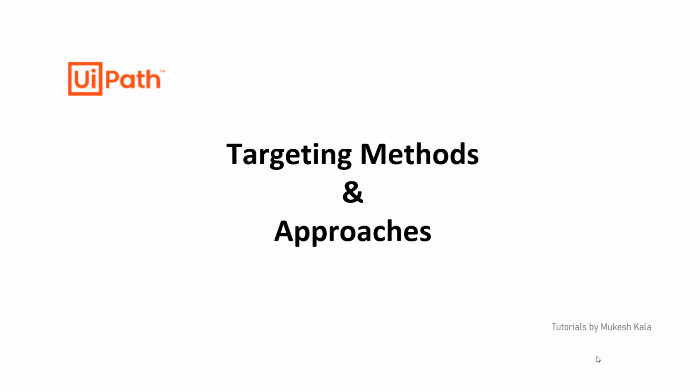When I say targeting methods and approaches, it simply means that if I have to do user interface automation, also known as UI automation, there are several ways and approaches available in UiPath. Depending on your scenario and situation, you have to use the correct method and the correct approach. But to do that, first of all, you should be aware of what methods and approaches are available.